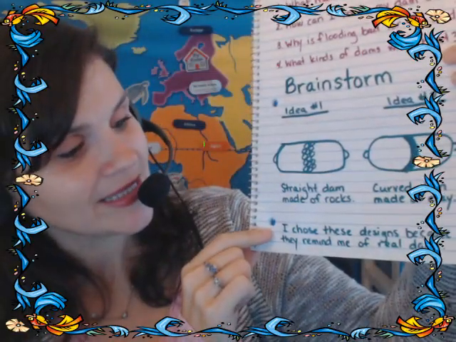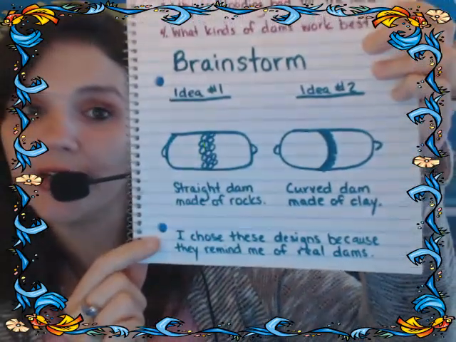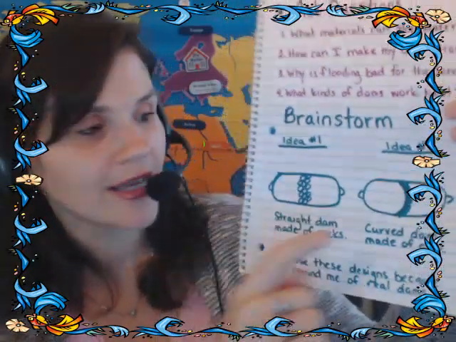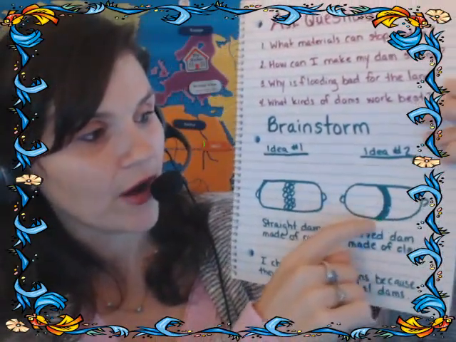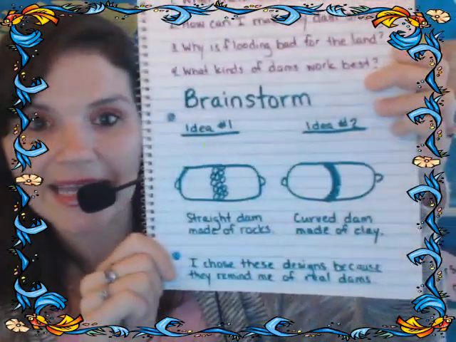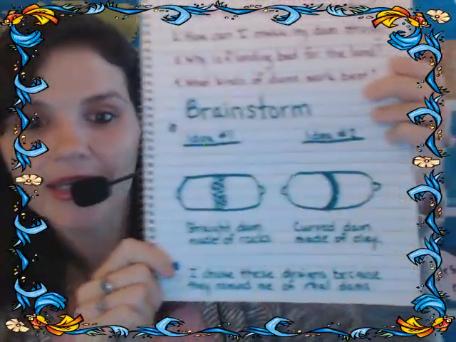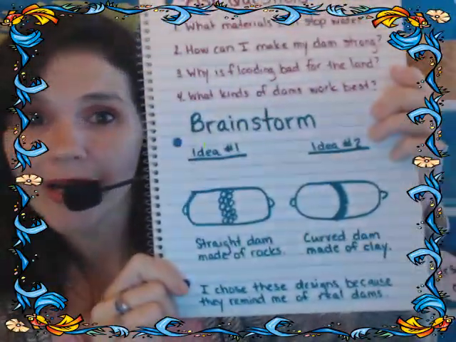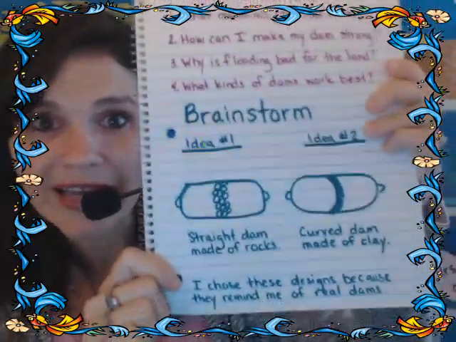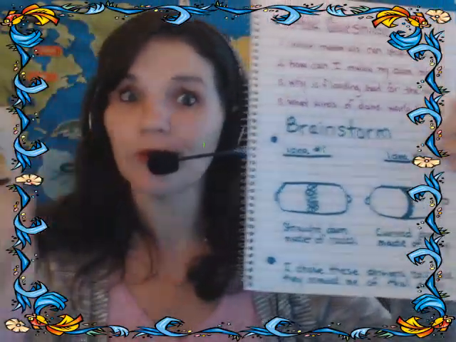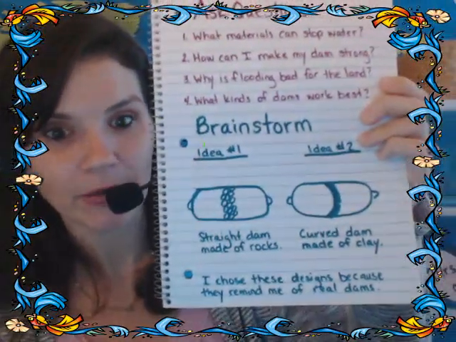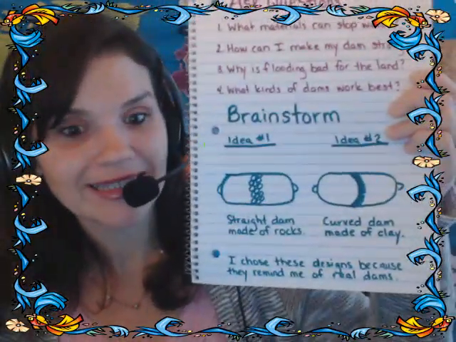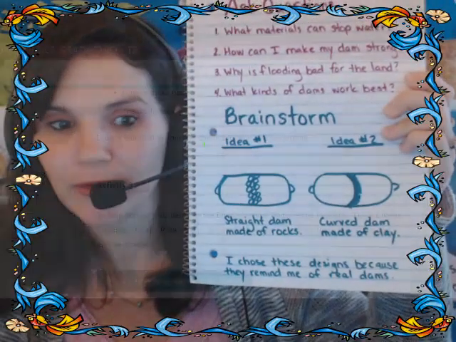I chose these designs because they remind me of real dams. When I was looking at those pictures, I saw ones that were made out of cement and rocks, and I saw ones that were made out of concrete or sticks and clay, things like that, softer things, mud. So those are my ideas that I'm going to use. Remember, you can come up with more ideas. You can come up with 3, 4, 5, 6, but you're going to choose 2 that you're going to actually build. So draw some pictures, take some pictures. You're going to be turning these into your teacher, so make sure that you have some examples to show.